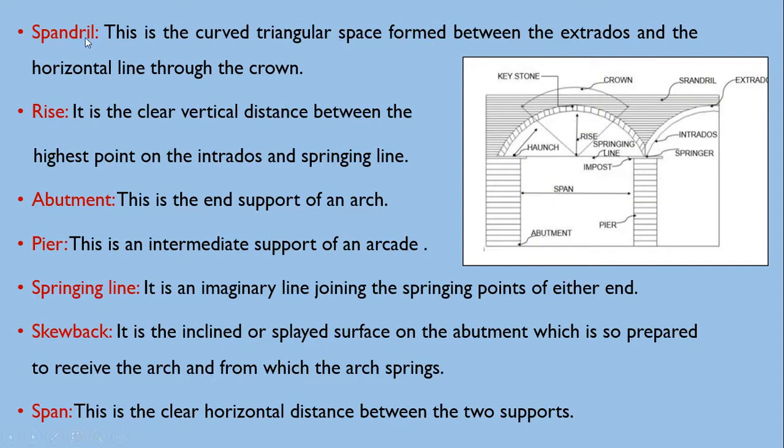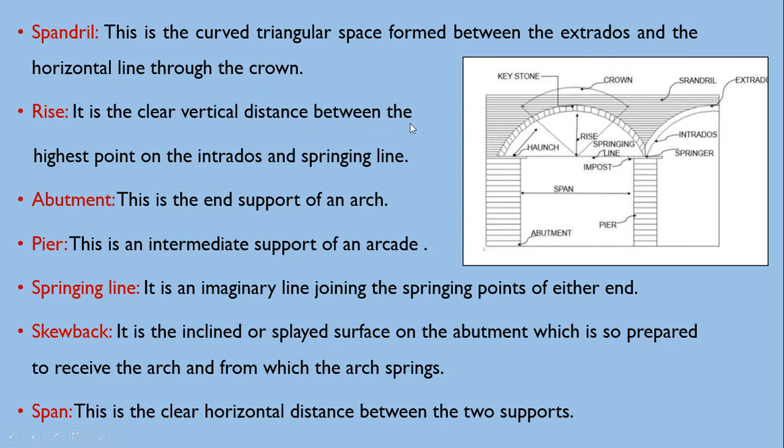Now next is spandrel. This is the curved triangular space formed between the extradus and the horizontal line through the crown. So this portion is called the spandrel. What is spandrel? The curved triangular portion formed between the extradus and the crown of the arch. So this portion is called the spandrel. Right?